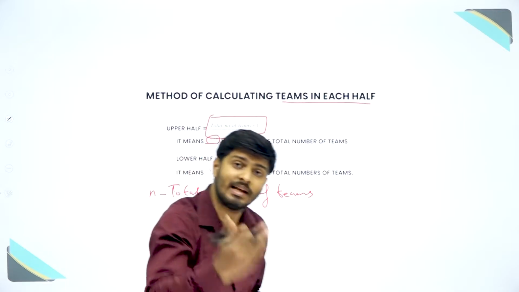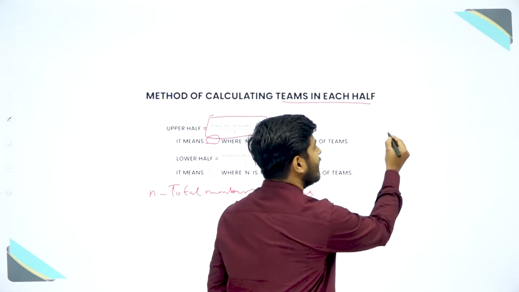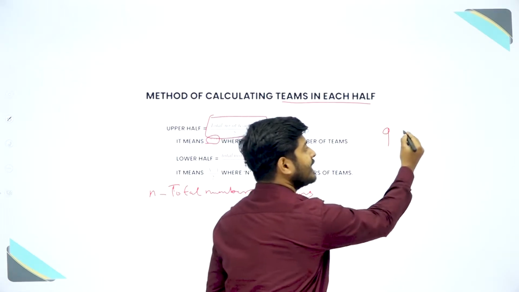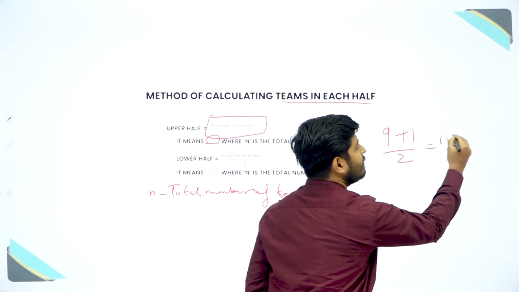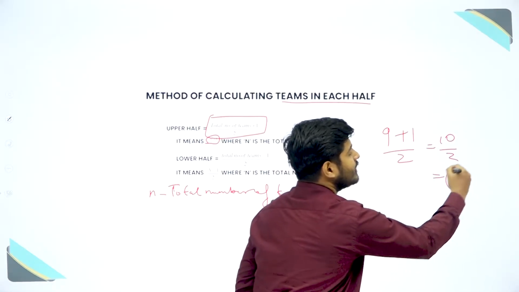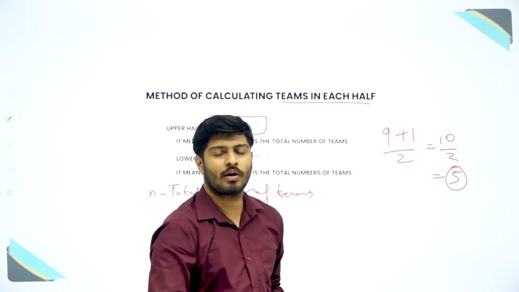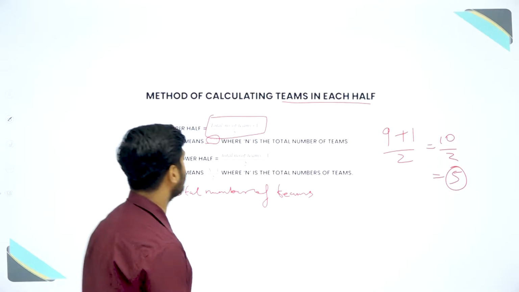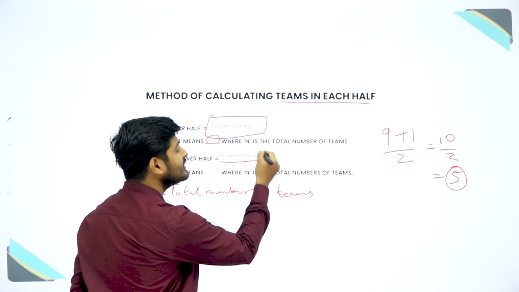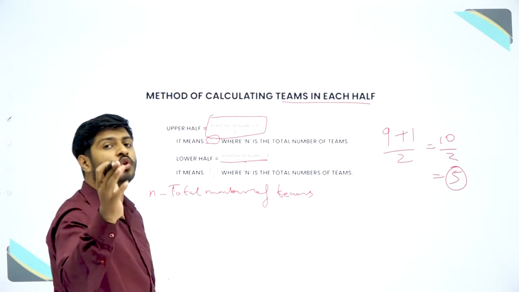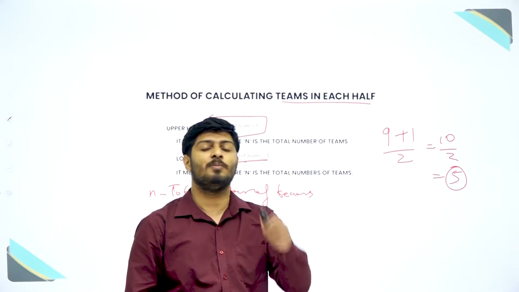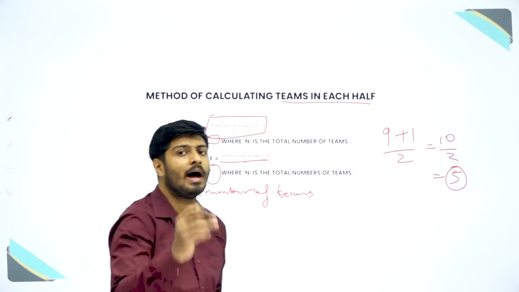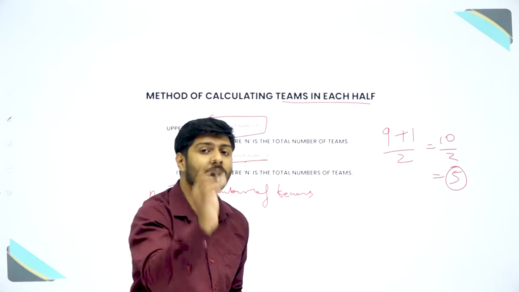For example, if 9 teams are there, how many teams will be in the upper half? N plus 1 by 2, that is 10 by 2. What is it? 5. So 5 will be the total number of teams in the upper half. Okay, what is the formula for the lower half? It is the opposite of that: n minus 1 by 2. The formula is total number of teams minus 1 divided by 2. You will get the teams that are supposed to be in the lower half. Please write this formula again. For the lower half it is n minus 1 divided by 2.